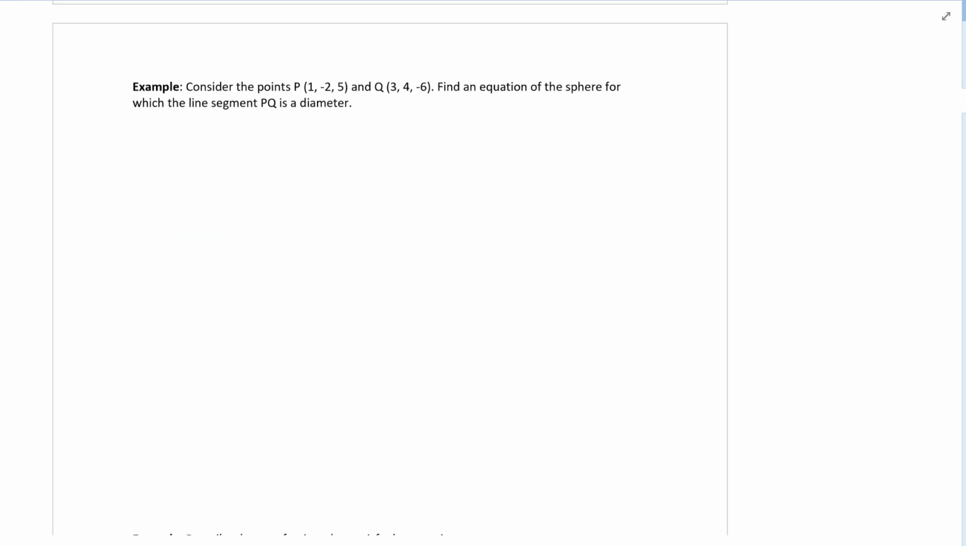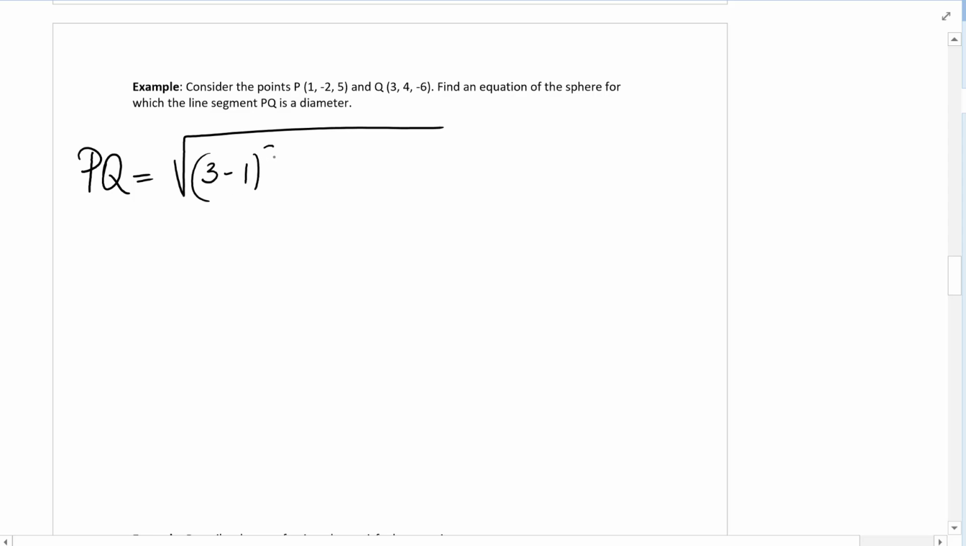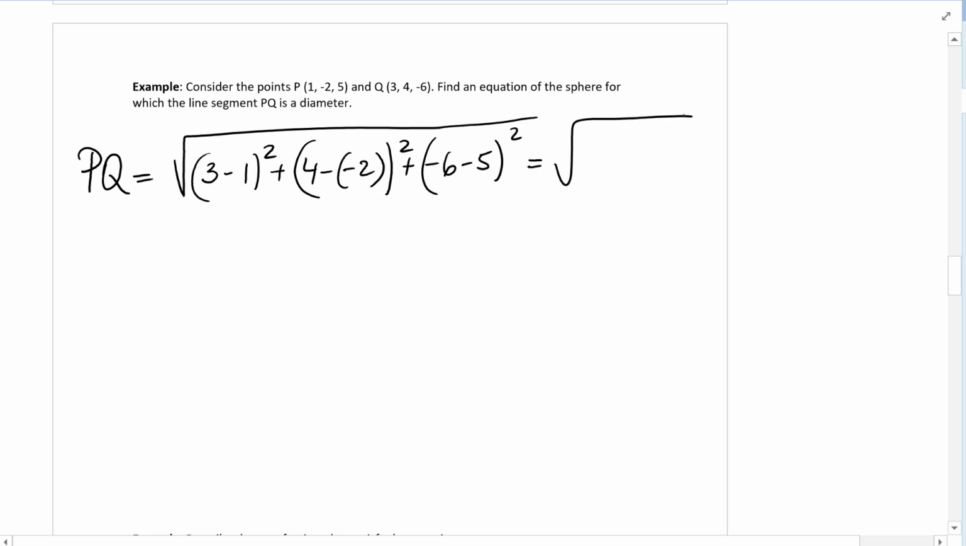So let's solve a problem. Consider the points P of coordinates (1, -2, 5) and Q of coordinates (3, 4, -5). Find the equation of the sphere for which the line segment PQ is a diameter. So let's find the distance PQ. So it's the square root of (x2 minus x1) squared plus (y2 minus y1) squared plus (z2 minus z1) squared. And that gives us the square root of 4 plus 36 plus 121, and that is equal to the square root of 161.